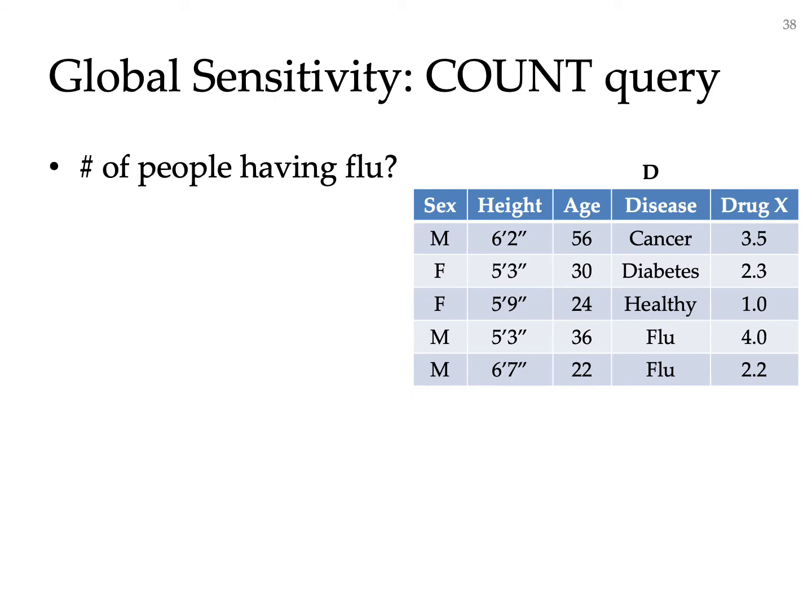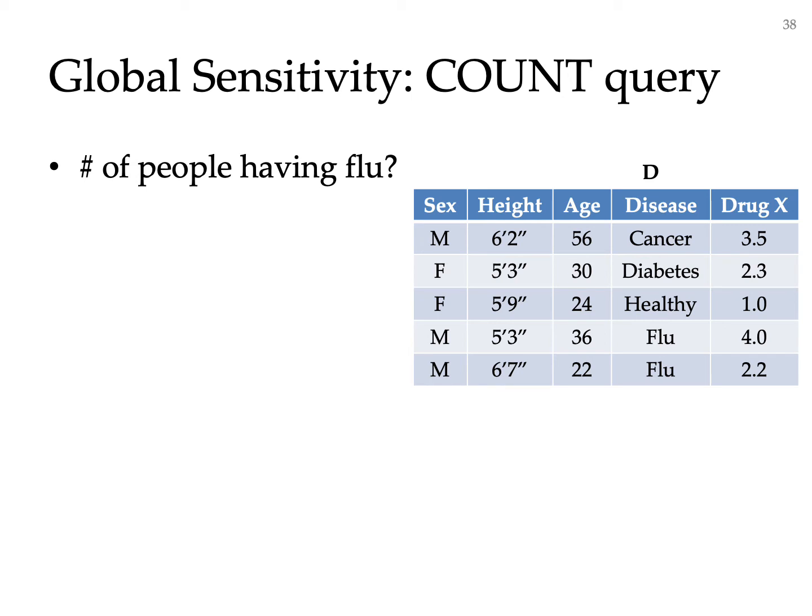Okay, let's take some examples to learn more about the query sensitivities. And the first query example is a counting query. For instance, the query that counts how many people having flu in the given relation here. And knowing that adding or removing one record from the database D, the counting query output only changes at most one record. So therefore, the global sensitivity is 1.